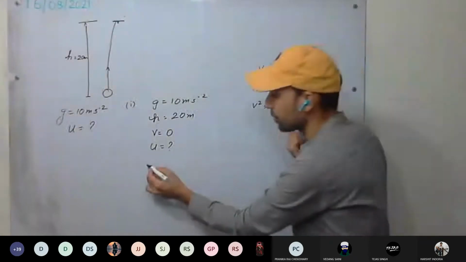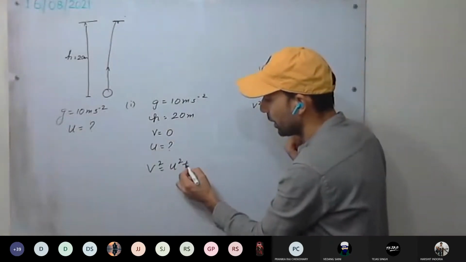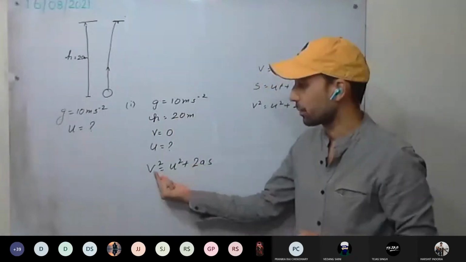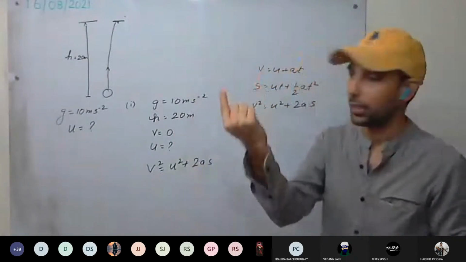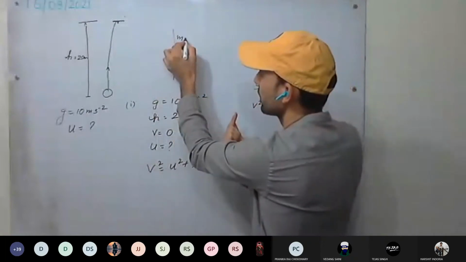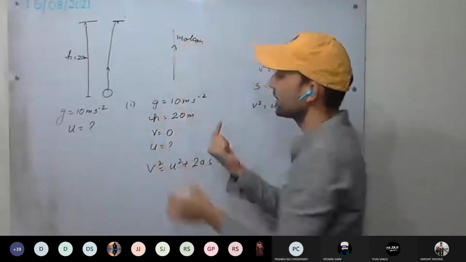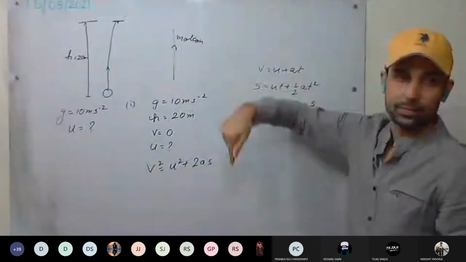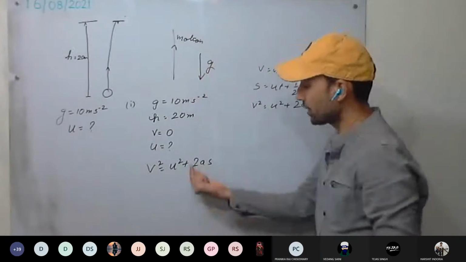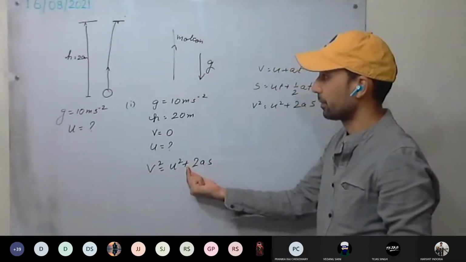V square equal to U square plus 2AS, okay? Now see how to put the values here. The ball is going upward. It means in which direction is the motion? This is the direction of motion, upward. And g is in which direction? Downward. This is the direction of g. It means we'll have the minus sign here.